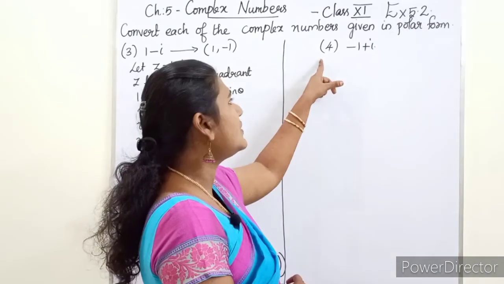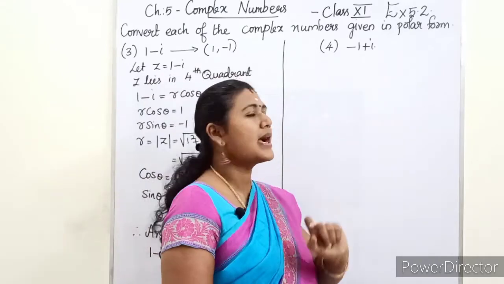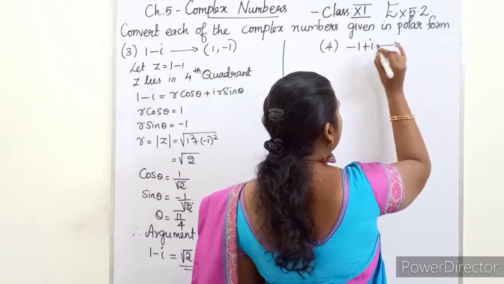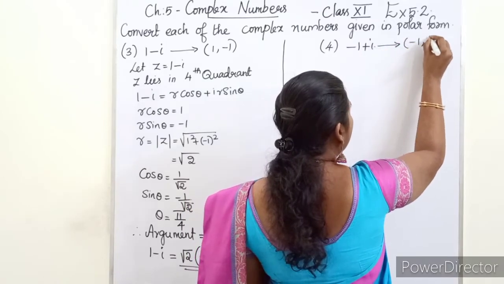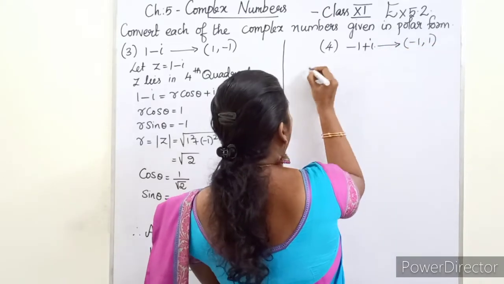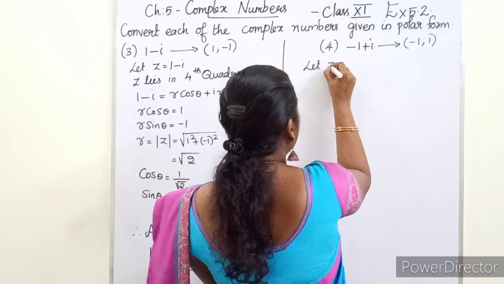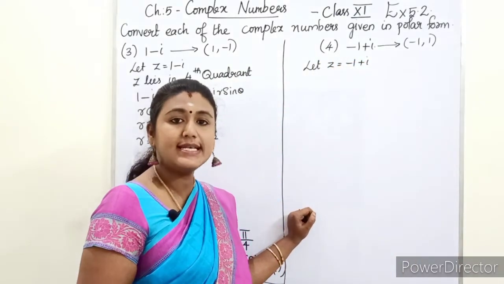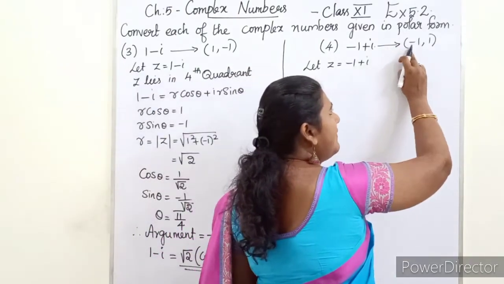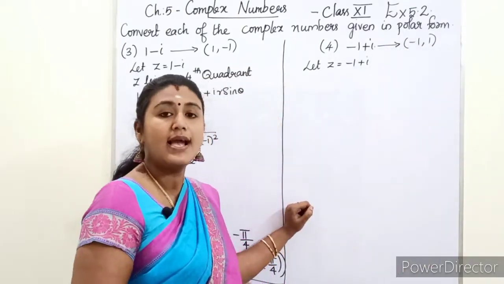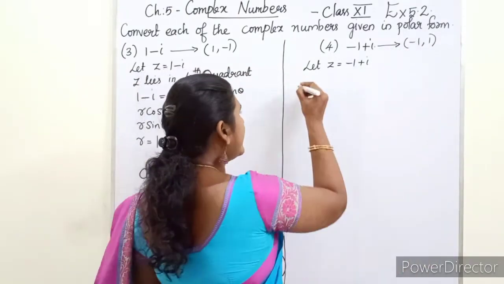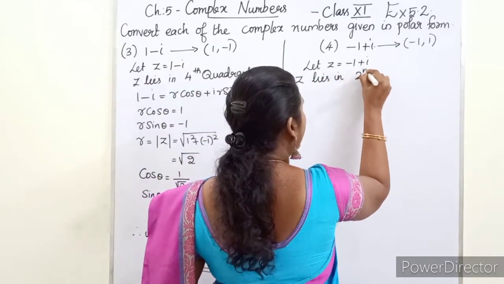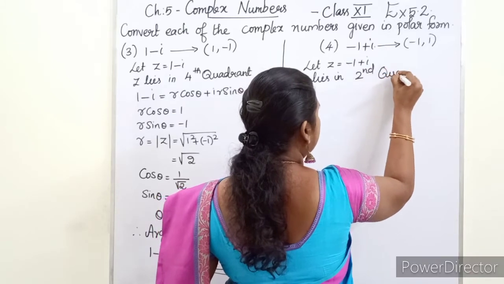Now in the same way, the fourth question, the complex number is minus 1 plus i. So the ordered pair corresponding to this complex number is (minus 1, 1). So if you denote this complex number by Z, can you tell me in which quadrant Z lies? x is negative and y is positive. So Z lies in the second quadrant.